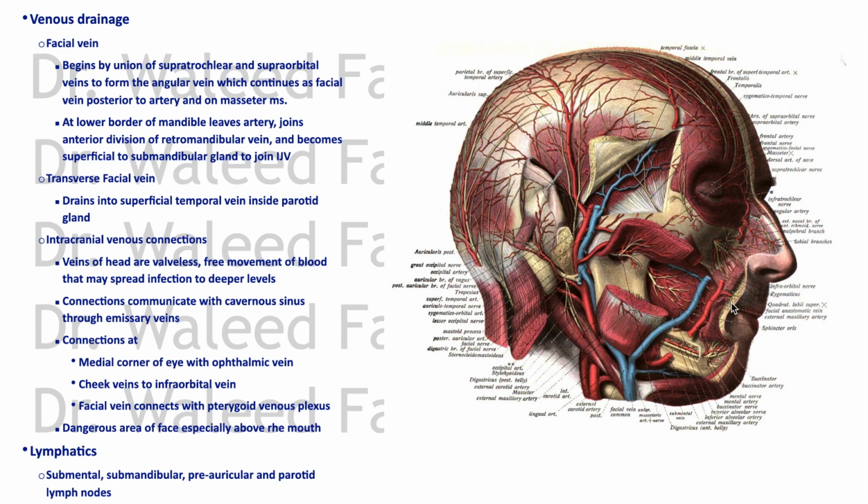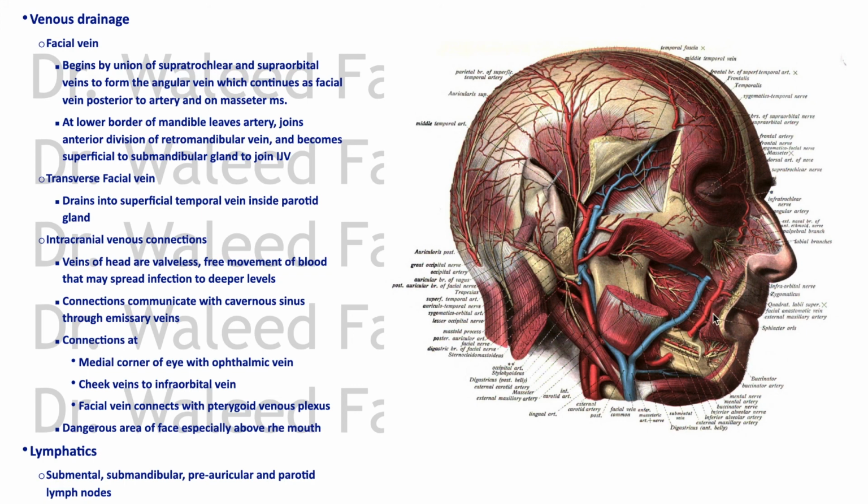So there are connections, and they classified this area of the face above the upper lip that includes the area of the infraorbital and the supratrochlear and supraorbital as the dangerous area of the face.